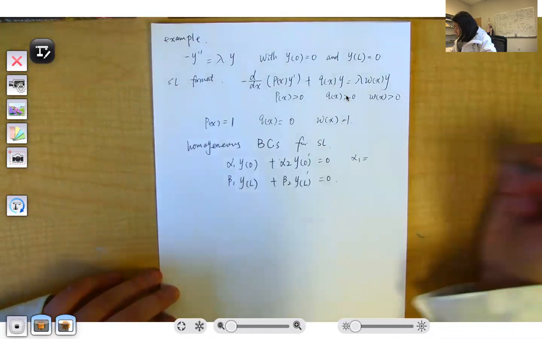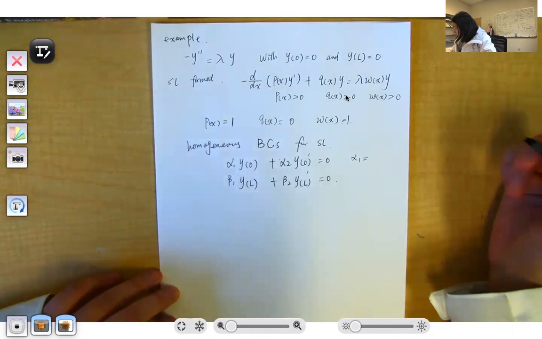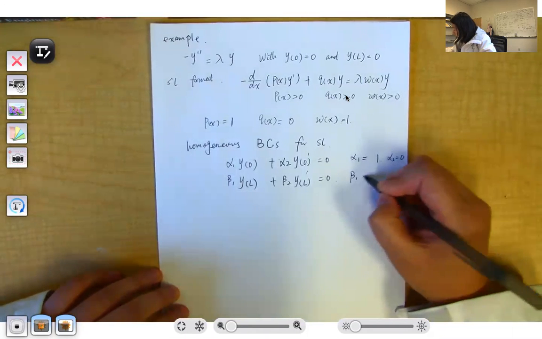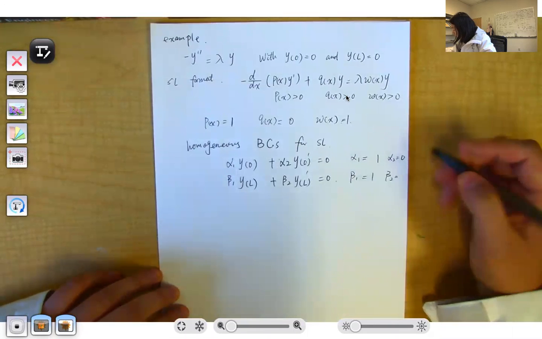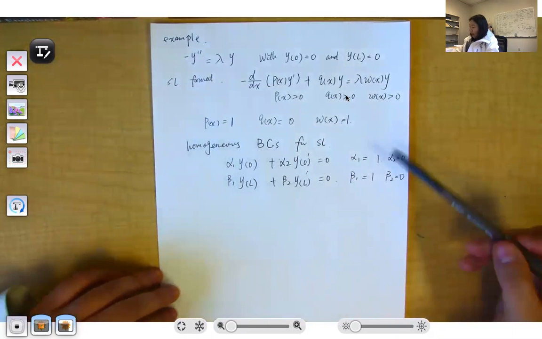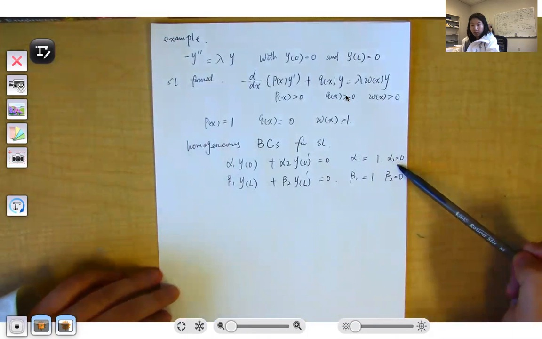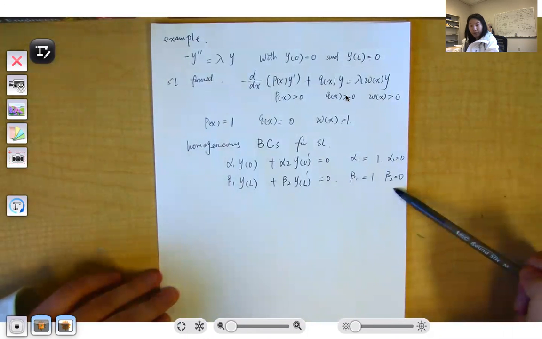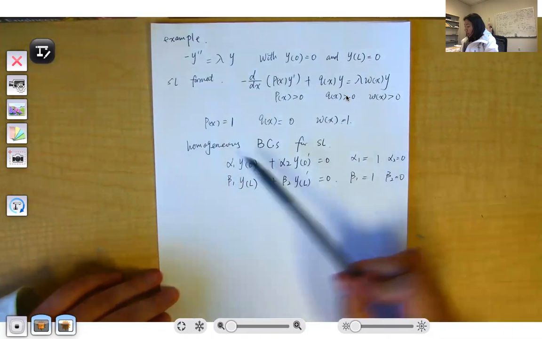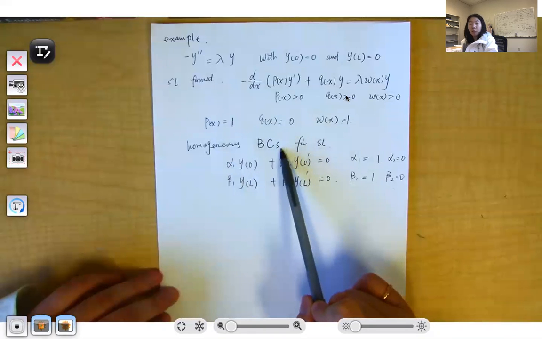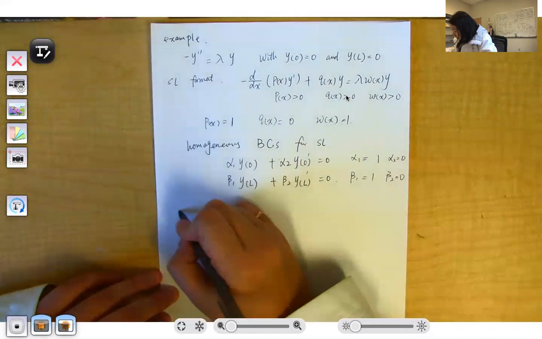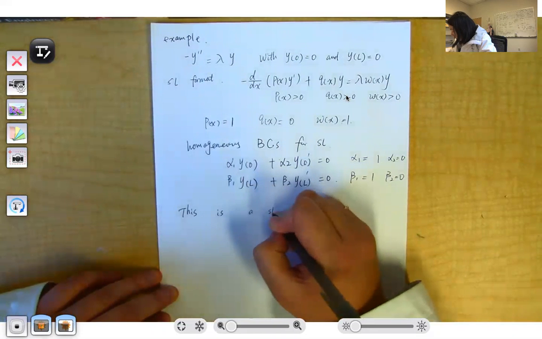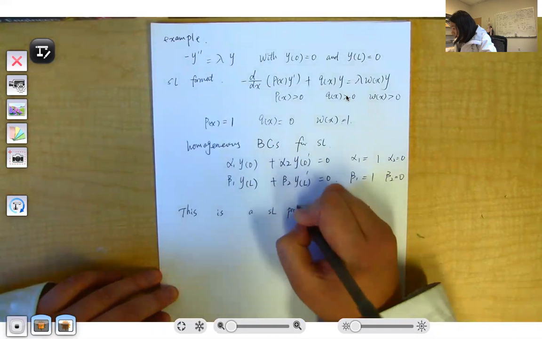right, equals 1, alpha 2 equals 0, beta 1 equals 1, beta 2 equals 0. So at least one of the alphas is non-zero, and at least one of those betas is non-zero, so they satisfy the homogeneous boundary conditions for SL. So this is indeed a Sturm-Liouville problem, so SL problem. Okay.